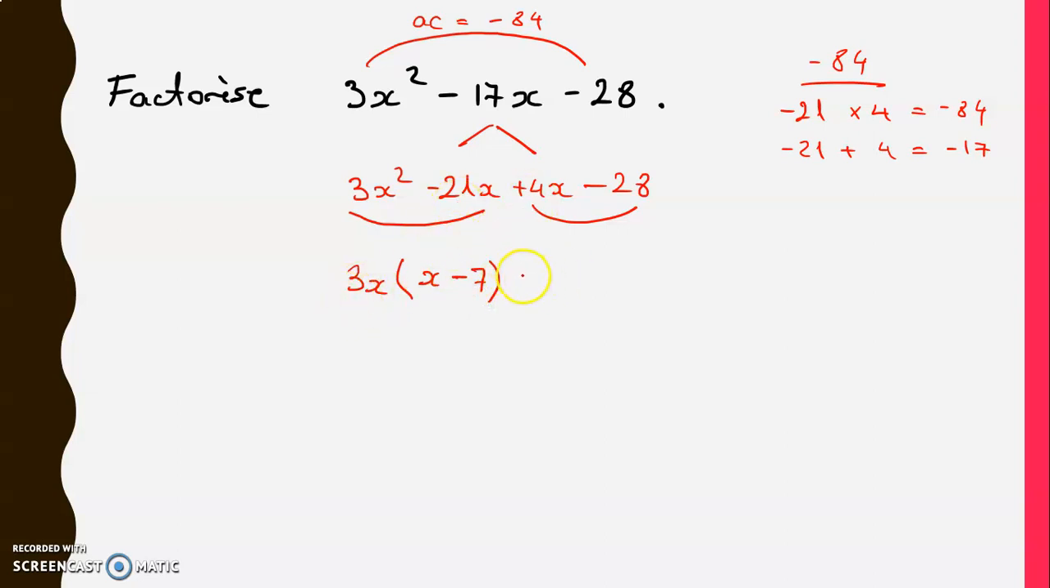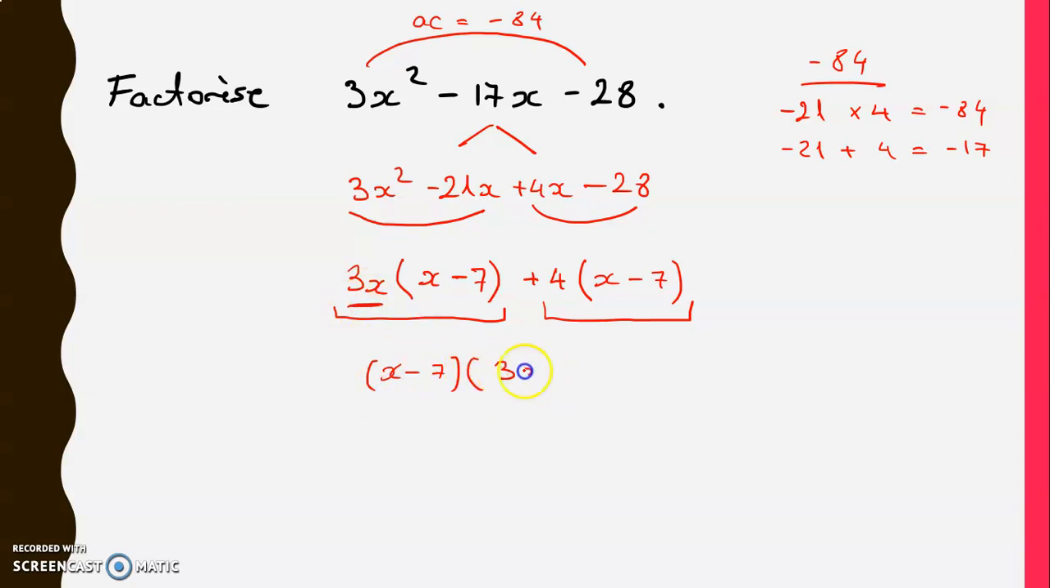And then plus the common factor here, 4x and minus 28, which is just 4, and then we end up with x minus 7. Again, remember that you have to look for the common factor of these two terms now. The common factor is the bracket itself, x minus 7, times 3x from here and positive 4 from here. And if you expand this, you will see that you get this expression right there.